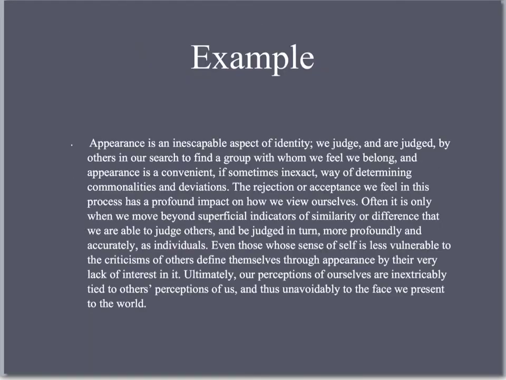So here's an example of a conclusion based on the points I've raised in 2 and 3. So I'm drawing all of those together, and then I'm making my ultimate statement down the bottom. So I said, appearance is an inescapable aspect of identity. We judge and are judged by others in our search to find a group with whom we feel we belong. An appearance is a convenient, if sometimes inexact, way of determining commonalities and deviations. The rejection or acceptance we feel in this process has a profound impact on how we view ourselves.